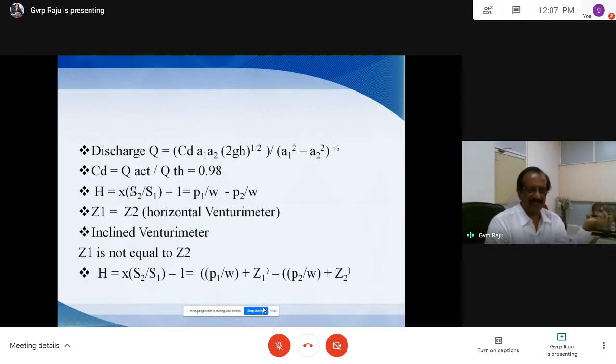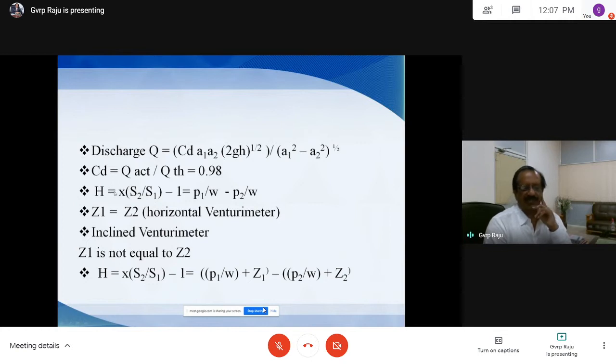This we have studied in the U-tube manometer. x is the mercury displacement, S2 is the specific gravity of mercury, and S1 is the specific gravity of water. So H is equal to x into (S2/S1 minus 1), which is equal to P1 by W minus P2 by W. So I can find out the value of H here.